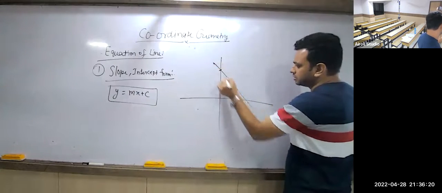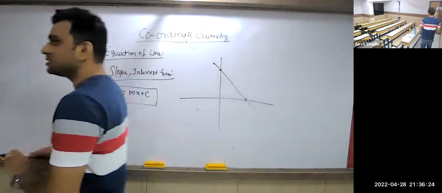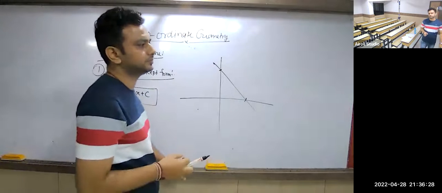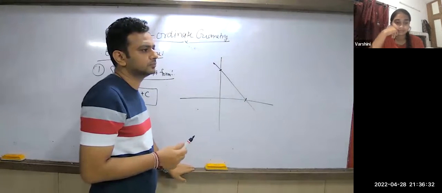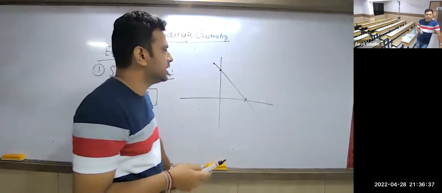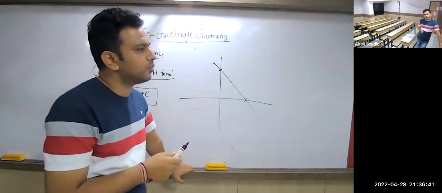So can anyone tell, if a point lies on the x-axis, what will be the format of that point? x comma 0, because its y coordinate will be 0. If it lies on the y-axis, its coordinate will be 0 comma y.